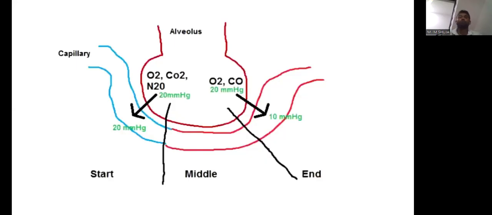So if you want to increase more exchange, what you have to do is increase the perfusion, or the amount of blood. So when there are more gases, they will come and join. So that is perfusion limited.